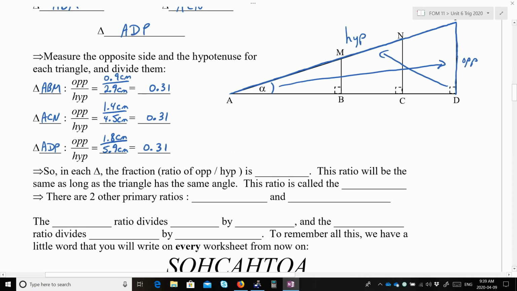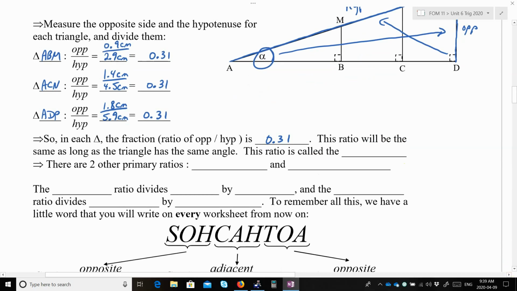So in each triangle, the ratio of opposite over hypotenuse is 0.31. This ratio will be the same as long as the triangle has the same angle. Okay, so as long as this angle here, this alpha, remains constant, let's say it was like 25 degrees, as long as you have a 25-degree angle, you can draw any 90-degree triangle with that, and the ratio of opposite over hypotenuse will always be the same.